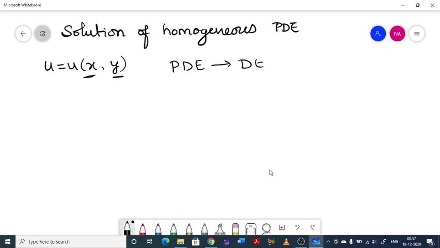PDE to ordinary differential equation. So when we have partial derivatives with respect to both the variables, that will be a different case. But we are considering equations such that the derivatives of the dependent variable with respect to only one independent variable appear in the equation. So we can easily convert that to a usual differential equation. When a usual differential equation is solvable, using that method we can solve homogeneous PDE also.